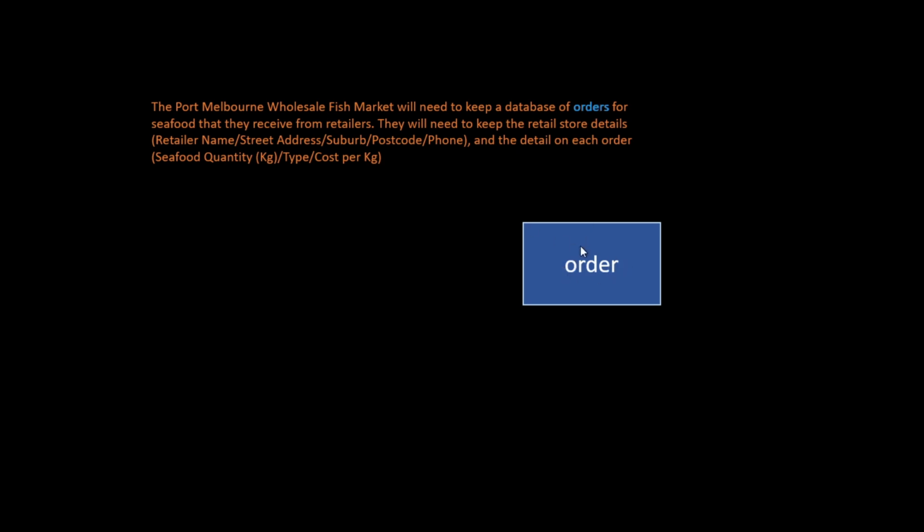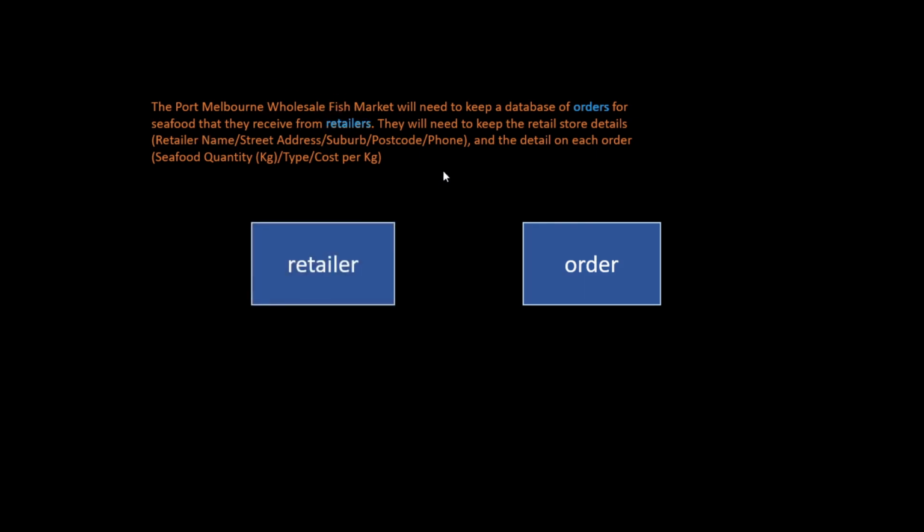So order is one of our entities, and obviously by reading this information we know that retailers is the other. So in our entity relationship diagram now, we've got the two entities drawn in. Notice retailers, plural, becomes retailer, because the entity only describes a particular entity, not a bunch of entities. The only thing missing in this diagram now is the relationship with its cardinality.